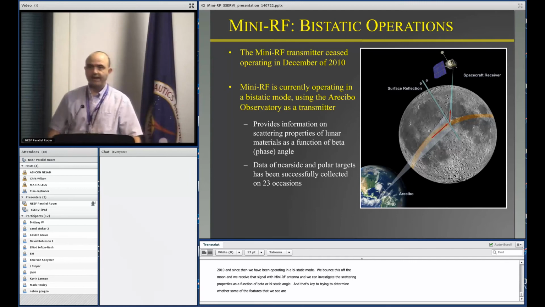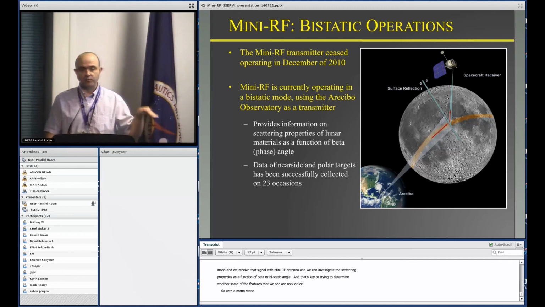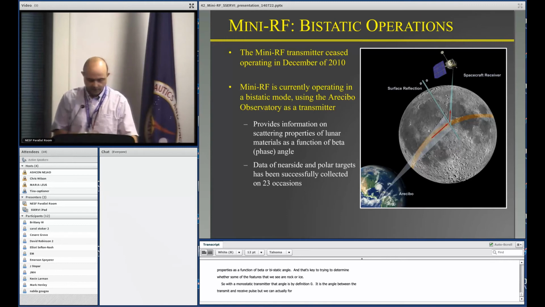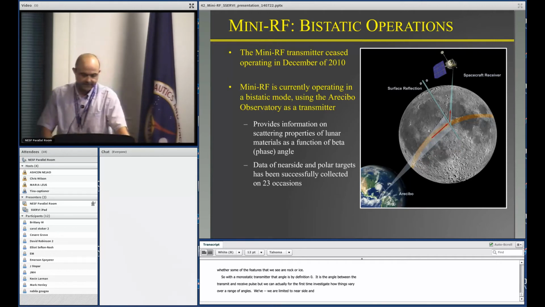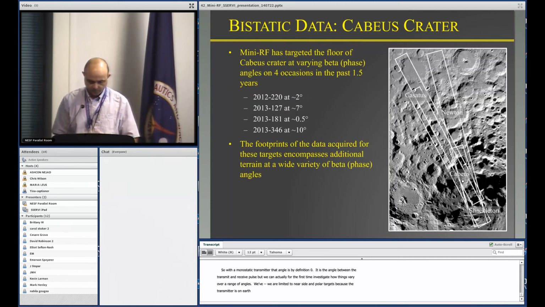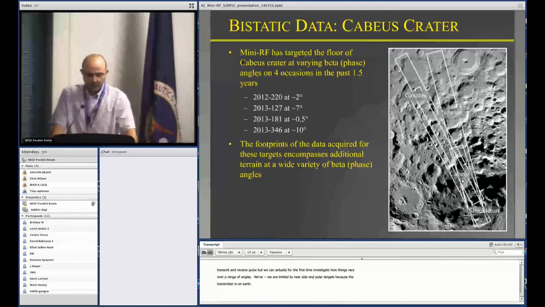So with a monostatic transmitter, that angle is by definition 0. It's the angle between the transmit and the receive pulse. But we can actually, for the first time, investigate how things vary over a range of angles. We're obviously limited to near side and polar targets because the transmitter is on Earth. And so far, we've successfully collected data on about 23 occasions. So we've targeted the floor of Cabeus on 4 occasions in the past 1.5 years.